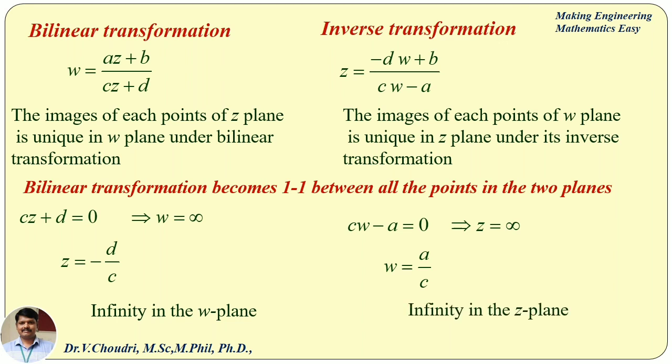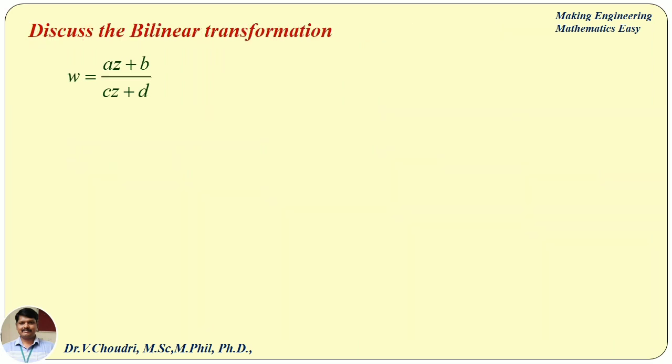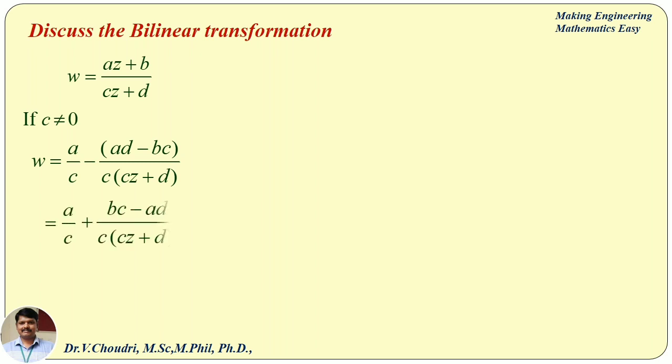Look at both the two terms. C comes in the denominator. Let us discuss the bilinear transformation based on the C value. If C is not equal to 0, we already derived W equal to A by C minus (AD minus BC) divided by C into (CZ plus D). Just we take the minus outside, it comes like this. Now, A by C plus (BC minus AD) divided by C into 1 by (CZ plus D).